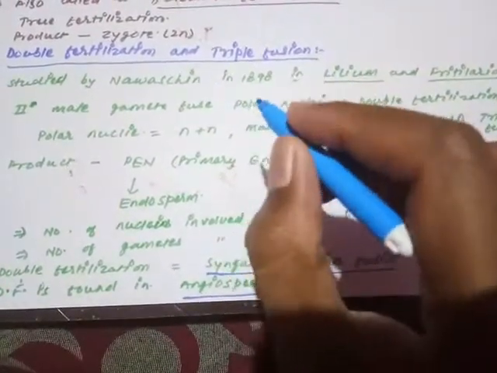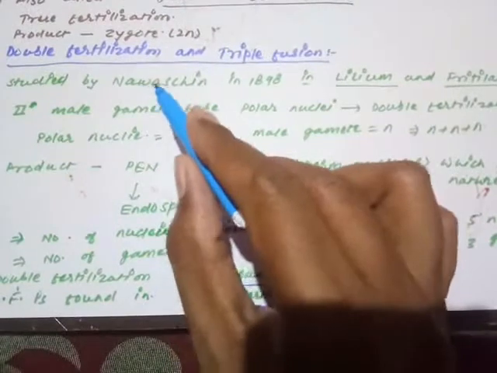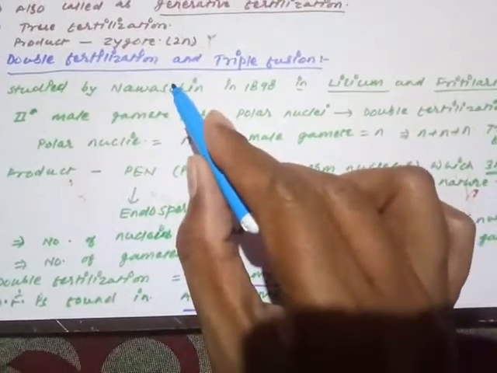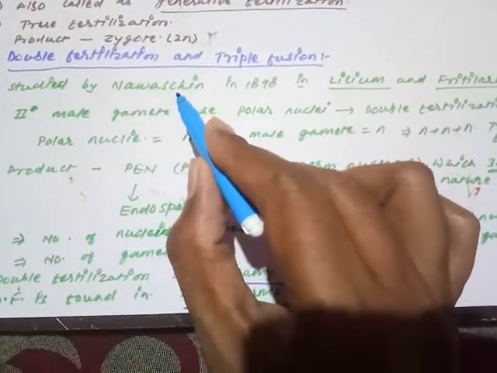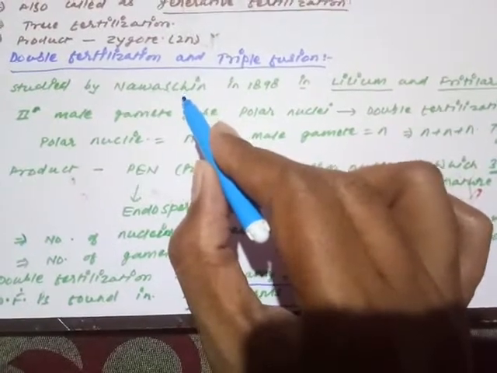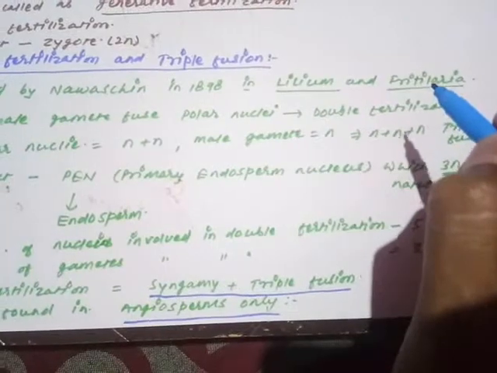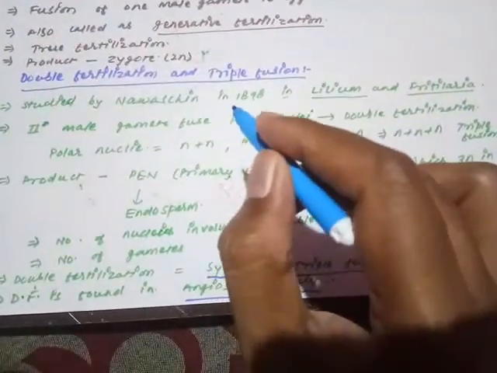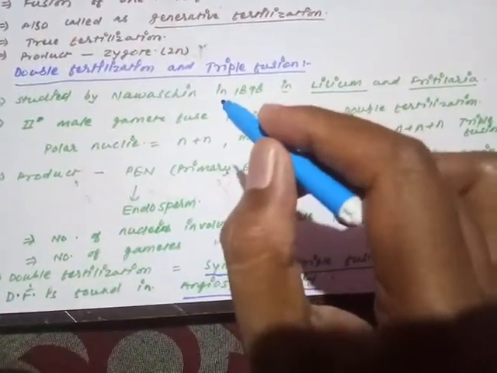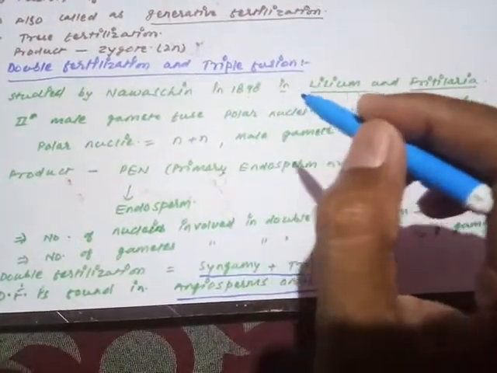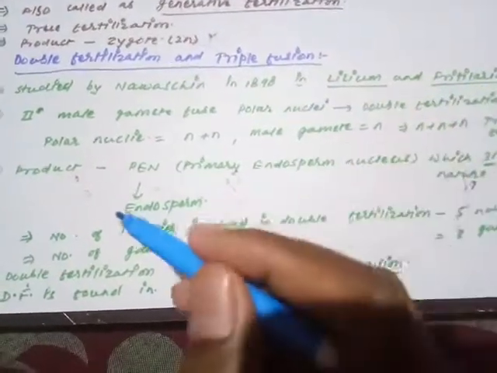Double fertilization was first studied by Nawaschin. Very important question, just go through it, cram it. It was studied by Nawaschin in 1898 in Lilium and Fritillaria species. Who studied double fertilization for the first time? Nawaschin, in 1898, in Lilium and Fritillaria species.